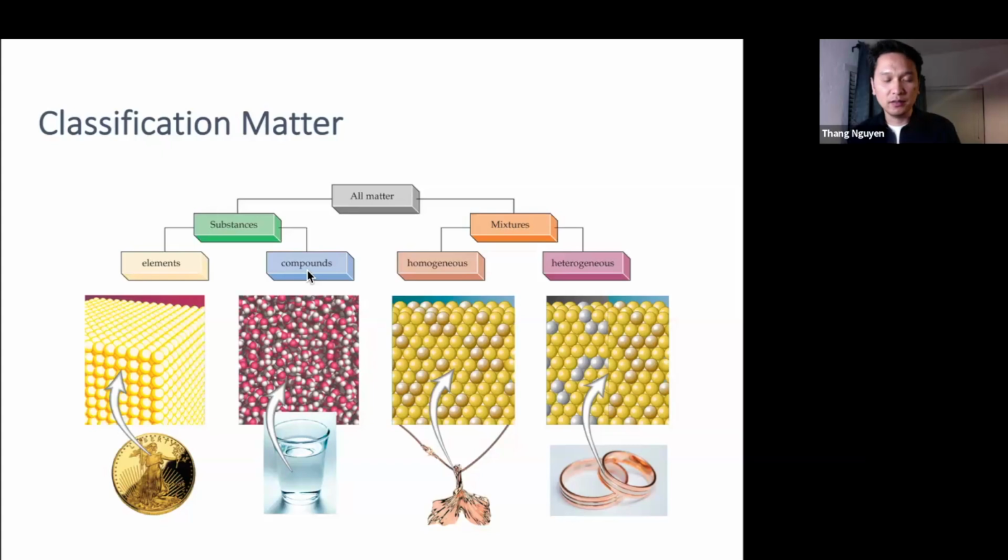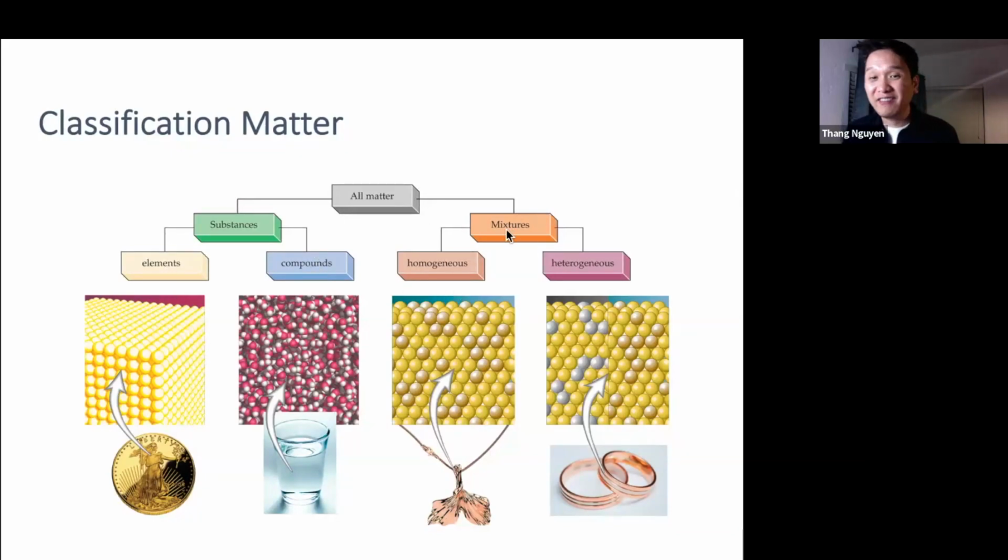up of multiple elements. So, for example, this gold coin is made of only gold atoms, whereas this glass of water is purely water, but each water molecule is made of, as we saw before, two elements, hydrogen and oxygen. Right? So that's the difference between pure elements and pure compounds.